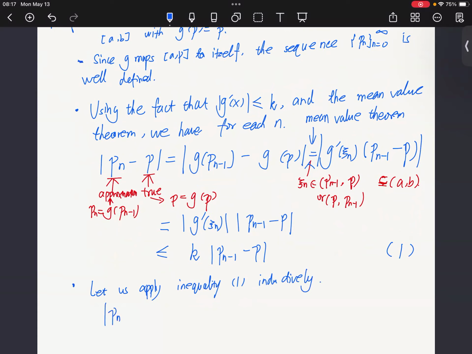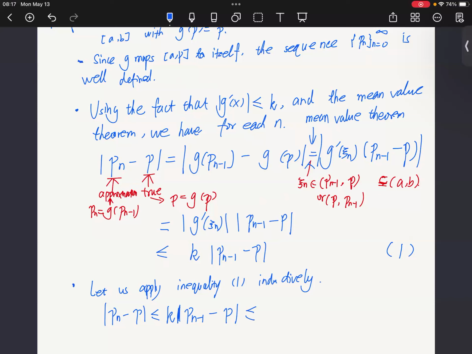So we have Pn minus P, and this is inequality 1, then Pn minus 1 minus P. If we apply this inequality and change n to n minus 1, which means we replace n with n minus 1, then here the n minus 1 is replaced with n minus 2, so that we have another inequality here. Then we can apply it to this item, and we get this.